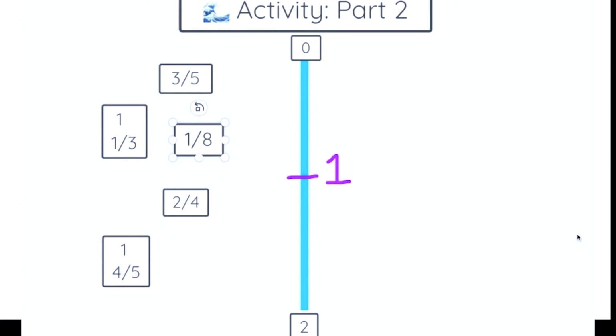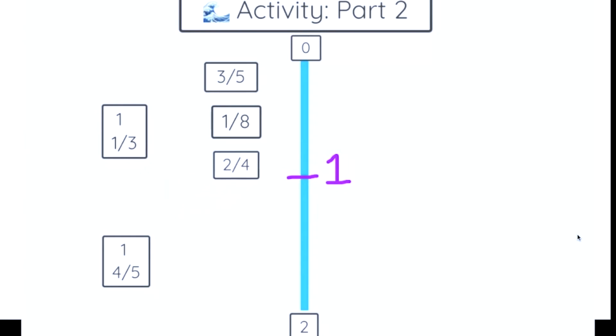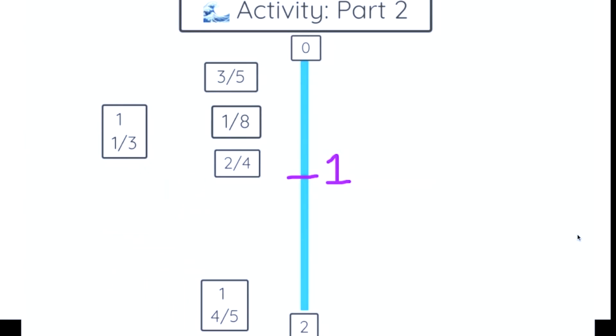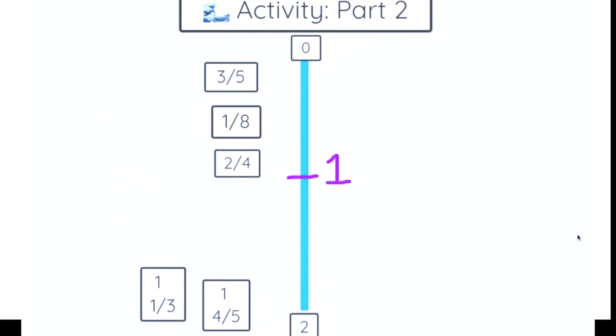In order to help me make a little bit more sense of these values that I see, I'm going to shift them to either between 0 and 1 or greater than 1, which would fall between 1 and 2. So I know that 3/5, 1/8, and 2/4 are all less than 1, and that 1 and 4/5 and 1 and 1/3 are all greater than 1. So I'm going to move them to the second half of my number line and then start to figure out where I should place these values.